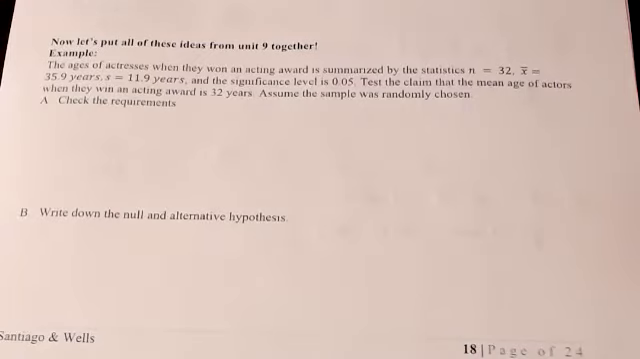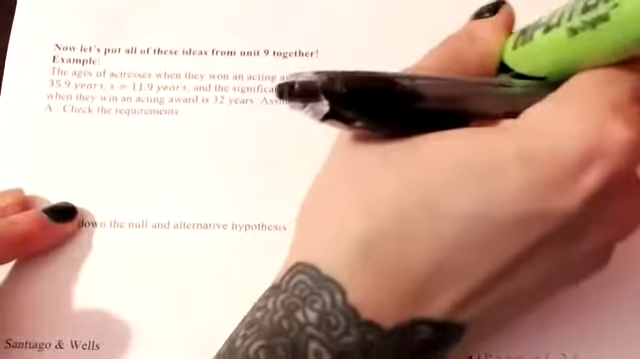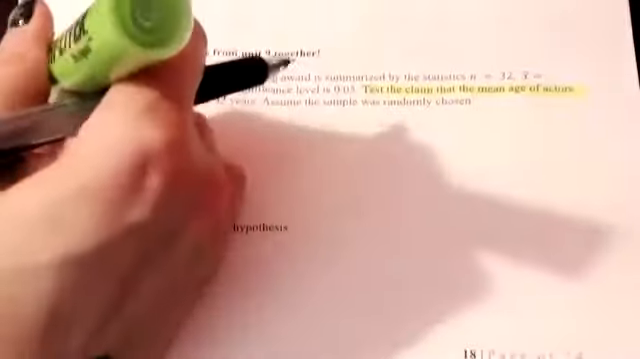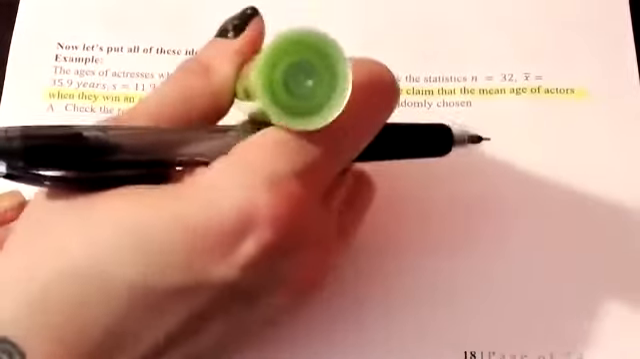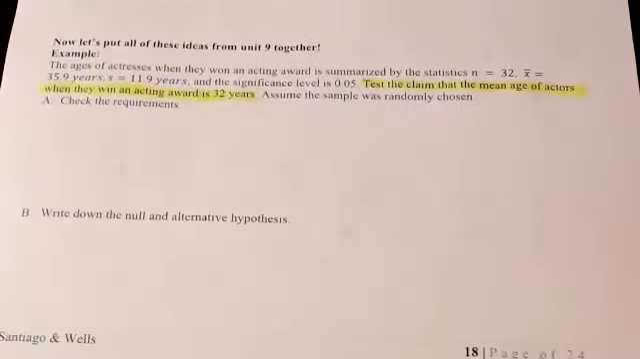We want to test the claim that the mean age of actors when they win an acting award is 32 years. So I'm going to go ahead and highlight the claim. Sometimes it's helpful just to make a note of what it is that we're looking for, especially since we're going to be running everything from beginning to end, checking the requirements, writing the null and alternative hypothesis, all that good stuff. Assume the sample was randomly chosen.